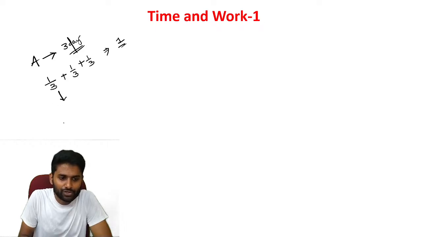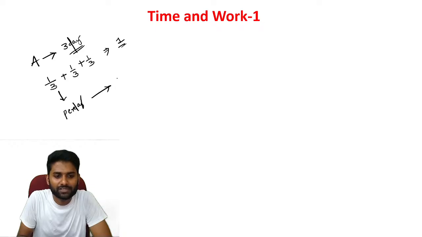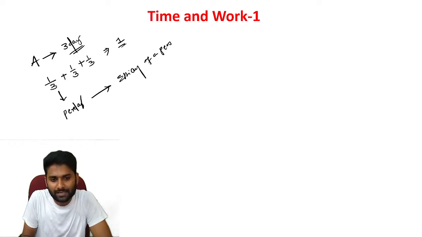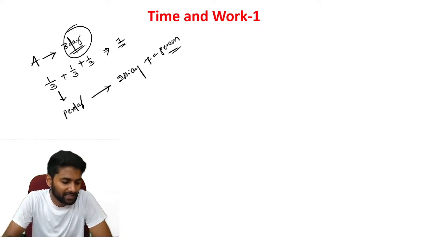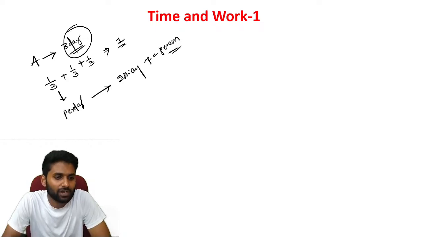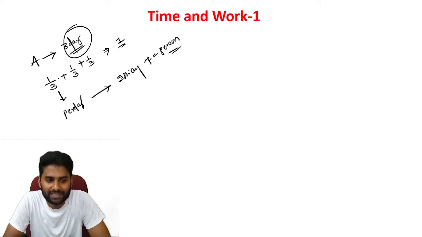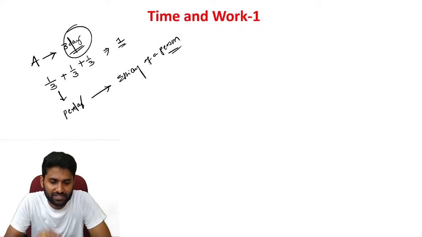Here you should understand the words related to per day. Guys, per day work is all about the efficiency of a person. Remember, per day work is all about efficiency. If a person completes the work in 3 days, per day work of that person is exactly equal to 1/3. So per day work is all about efficiency.